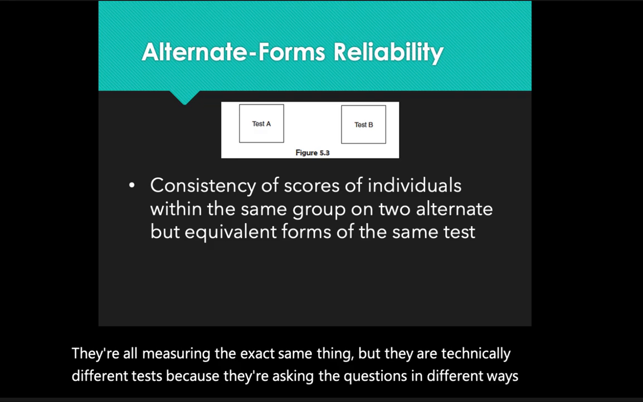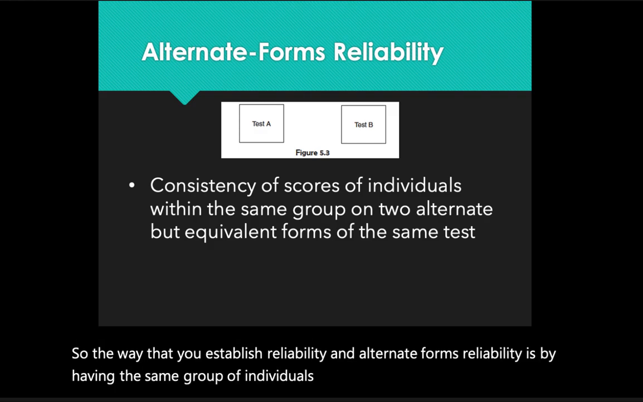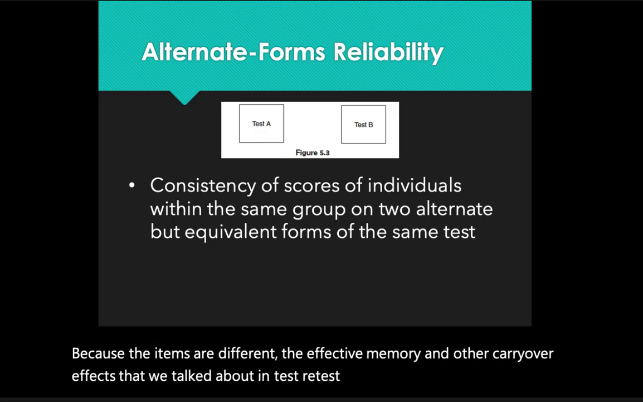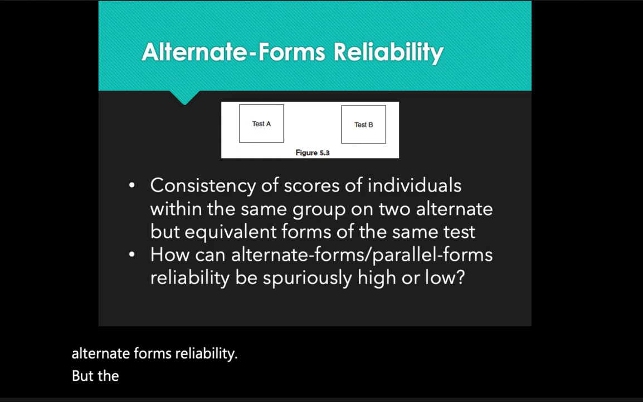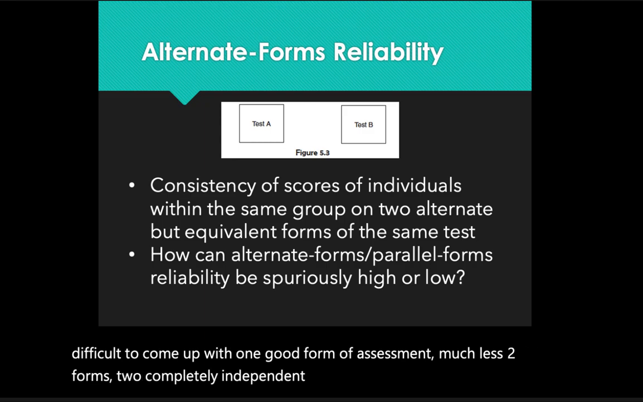The way that you establish reliability in alternate forms reliability is by having the same group of individuals take both tests. Because the items are different, the practice effects, memory, and other carryover effects that we talked about in test-retest reliability are eliminated in alternate forms reliability. But the problem with alternate forms reliability is that it is often really difficult to come up with one good form of an assessment, much less two completely independent, equivalent forms.